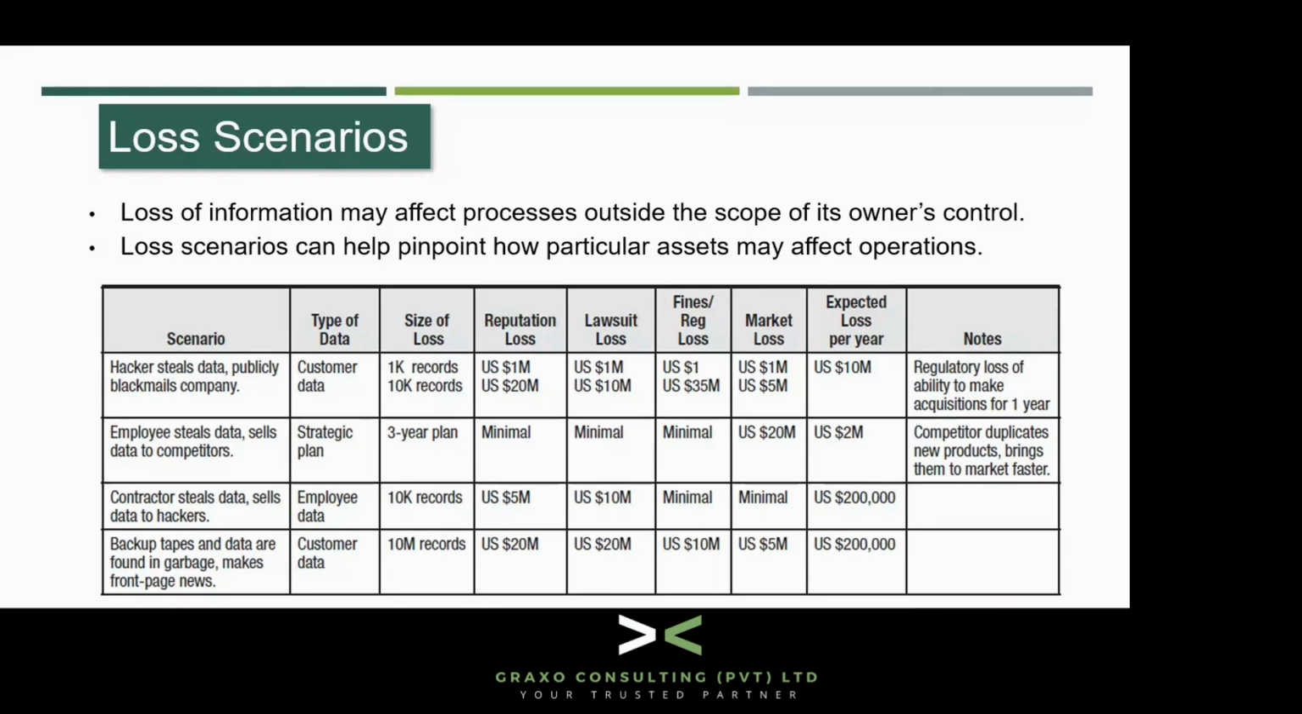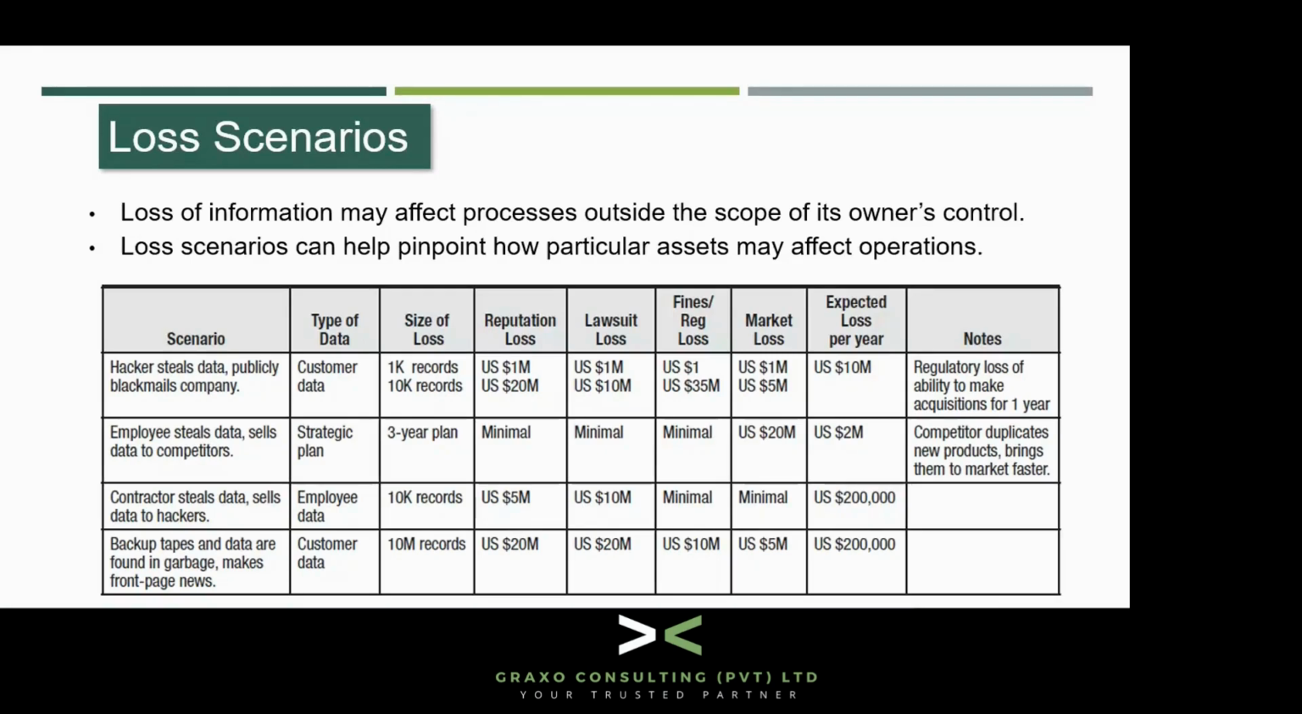When we talk about loss of information, the loss may affect processes outside the scope of its owner's control. Structured walkthroughs with business process owners, based on specific scenarios of information loss or impairment, can help pinpoint where and how particular assets might affect operations. The valuations need to be accurate, provided the assessment process is consistent and produces results within appropriate ranges.